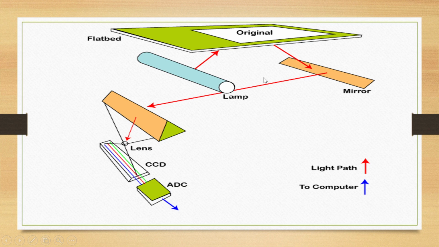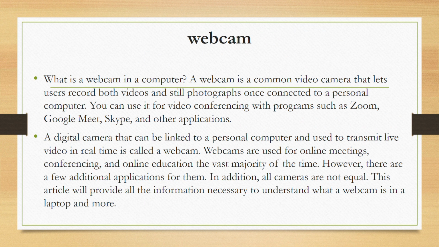Now this mirror reflects the light back to the lens. Now these are the ones from the lens. These are photosensitive devices, so they're sensitive to different lights, and they are going to convert this light to the digital or the soft copy that is going to the computer. Basically just that. So now we come to the webcam.